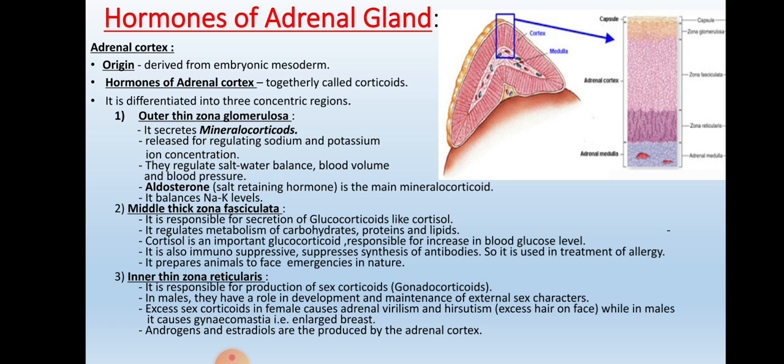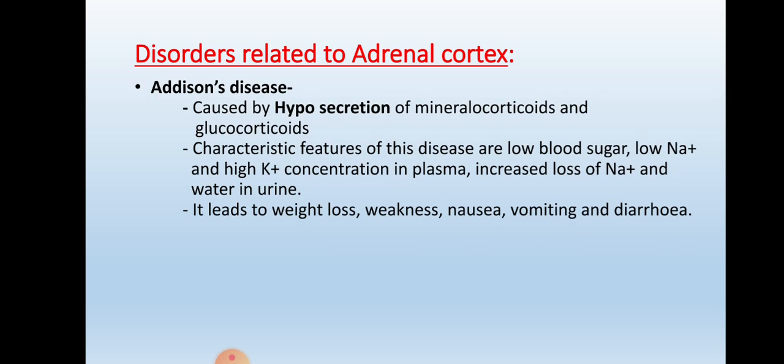So three layers and three corticoids we can relate. The outer zona glomerulosa secretes mineralocorticoids. The middle zona fasciculata secretes glucocorticoids, and the inner zona reticularis produces sex corticoids. Then disorders. Two disorders can be seen related to the adrenal cortex. First is Addison's disease, caused by less secretion of mineralocorticoids and glucocorticoids.